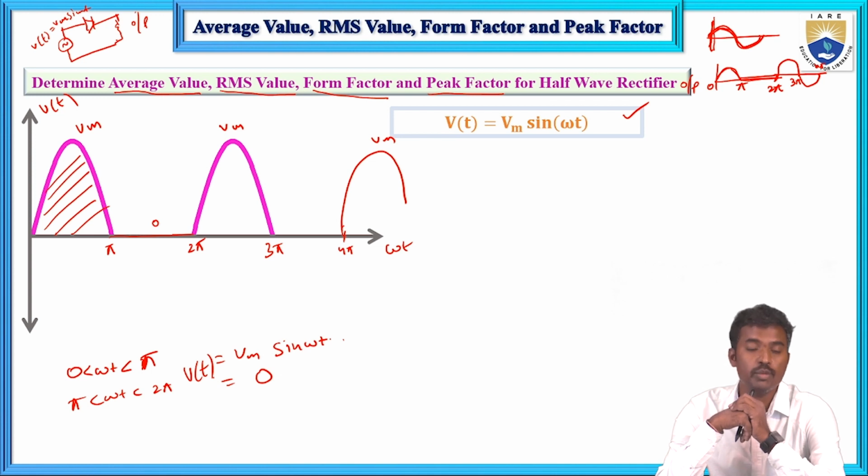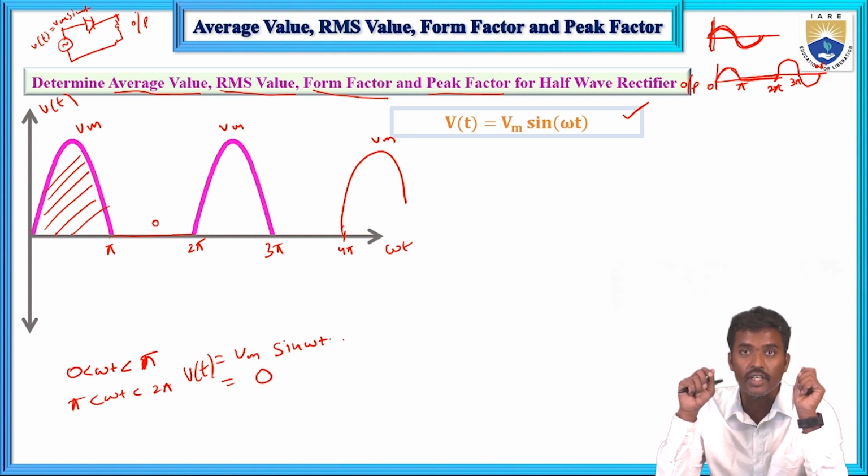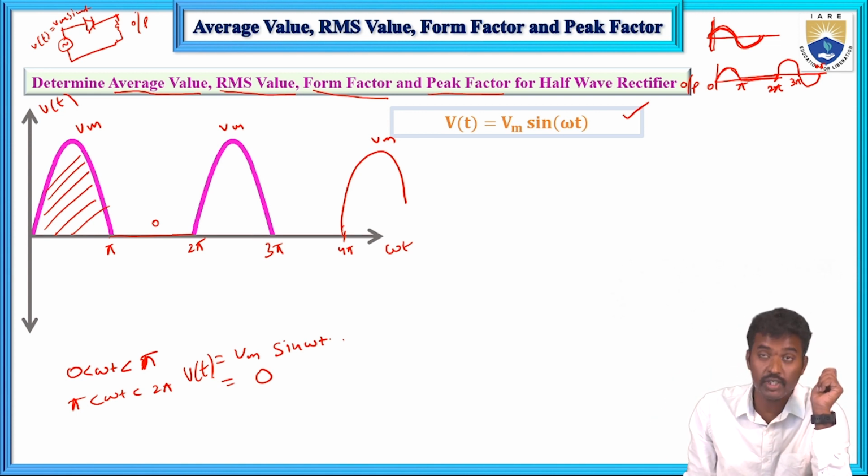So it is an asymmetrical waveform. For an asymmetrical waveform, while calculating the average value, we will consider the complete full cycle. For a symmetrical waveform, we will consider the half cycle only, that is, up to one alteration only.